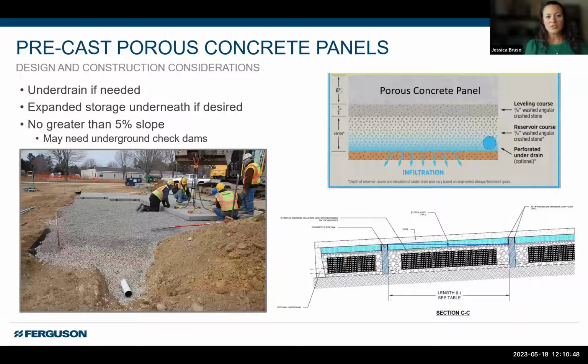I love this picture here because you can actually see the profile and you see what an underdrain looks like. It's going somewhere, it's going to connect somewhere. When you design these, if you design with an underdrain, they can be designed to go into a number of different areas. Maybe they go into a rain garden to discharge. Maybe they go into the catch basin. So just up to what you want to do with the design. You can use expanded storage underneath if desired. You can actually see that in this bottom picture here, which is actually showing this on a slope. So using a porous gutter line on a slope, but if you do that, you may need to actually use some underground check dams in between.